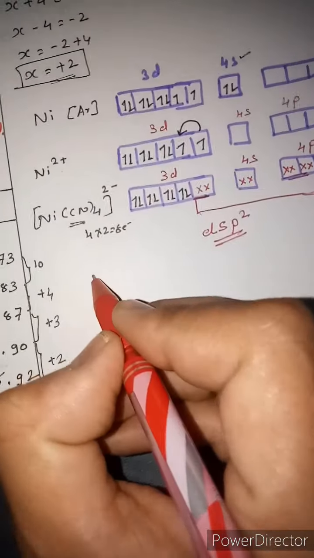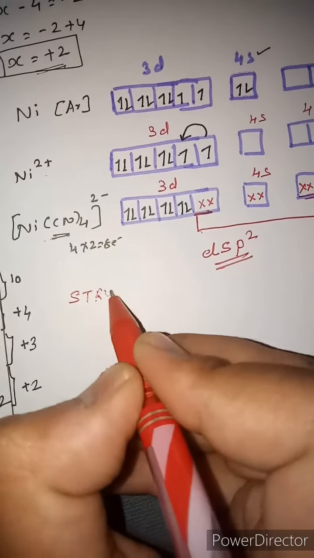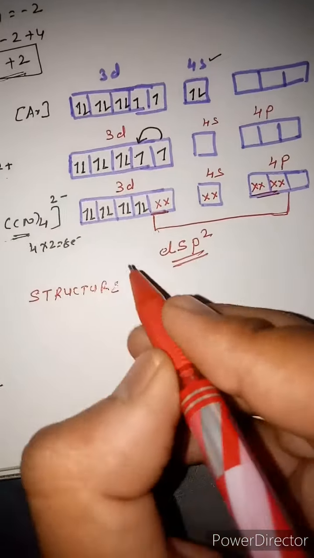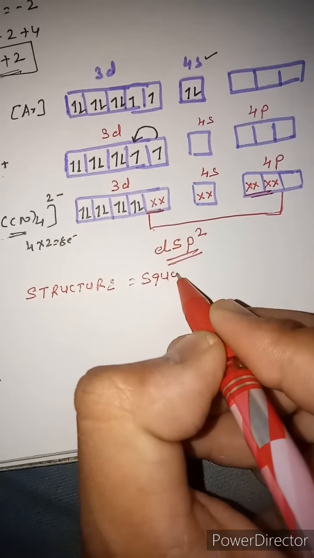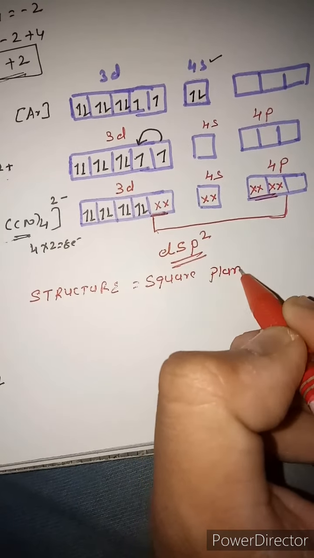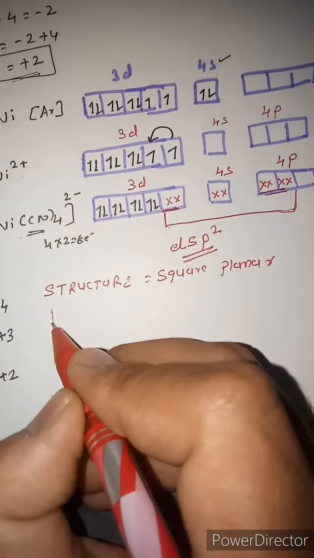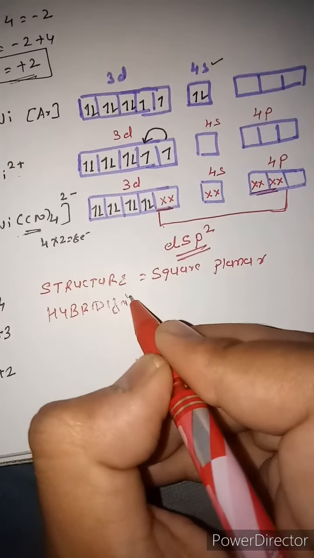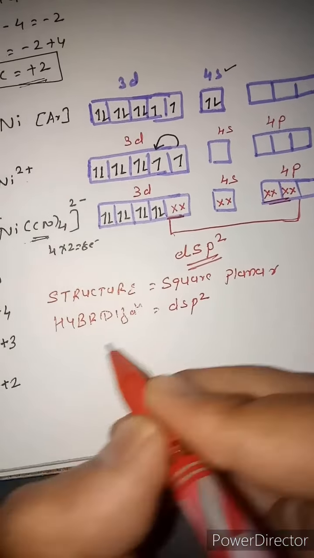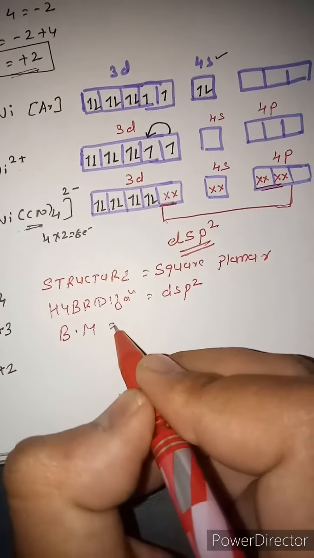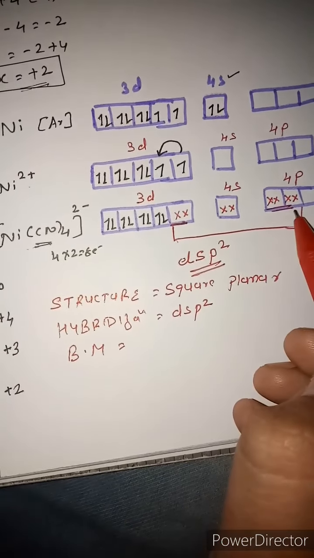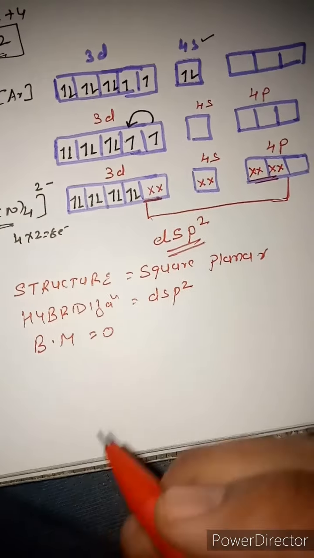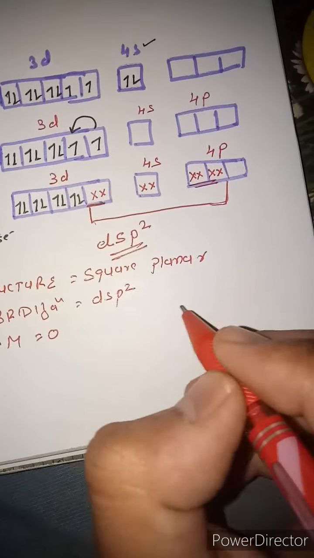Now what is the structure of this compound? As we are aware, it would be square planar. Hybridization we already found. Hybridization is dsp2, and Bohr magneton, that's called BM. As you can see, there is no unpaired electron, so it is 0. So you will get the answer as 0. Clear? And finally you need to draw the structure.